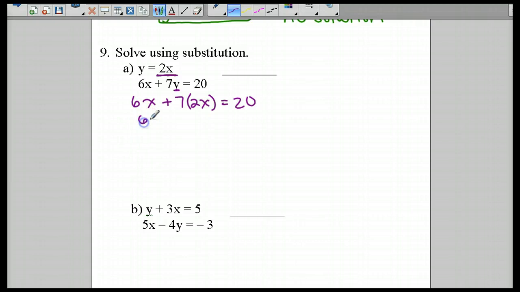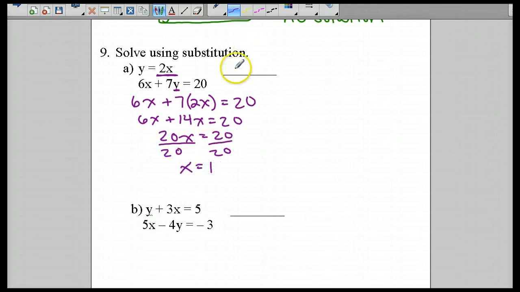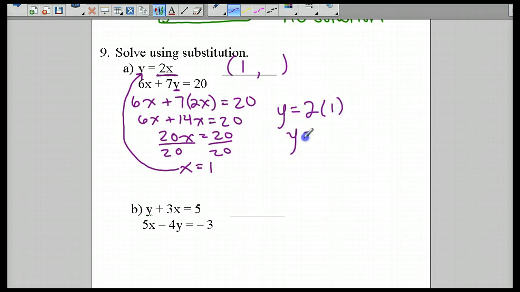We've seen this a ton of times. 6x plus 7 times 2x is 14x equals 20. 6x plus 14x is 20x equals 20. Divide both sides by 20. x equals 1. So we're not done. We just put our 1 in the x position. Now we need to get y. We substitute 1 in for x up here, and we get y equals 2 times 1. So y equals 2.